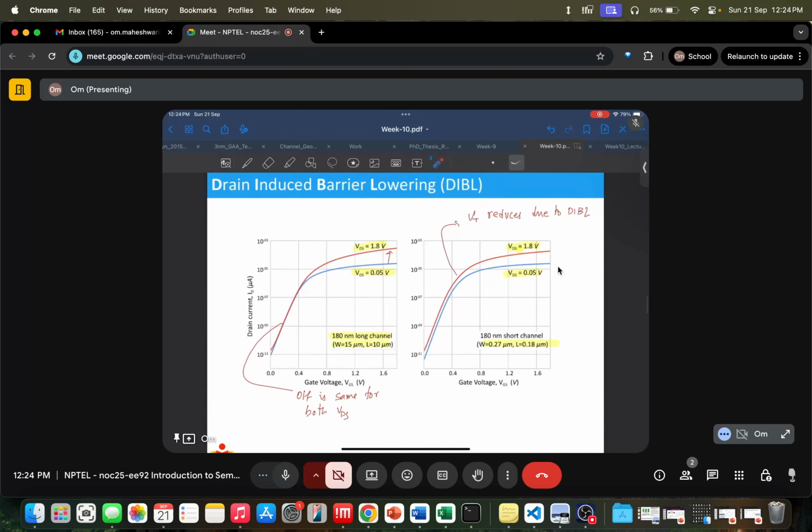Okay, so what is the effect of this drain-induced barrier lowering? In a large channel MOSFET, if you are changing the VDS, you have almost the same current in the subthreshold region. But in the short channel MOSFET, there is this shift, this increase in current, or your off current is actually increasing when you are applying a larger VDS. This is due to drain-induced barrier lowering. There's this almost parallel shift in the threshold voltage, which is not the case in a long channel MOSFET. In a long channel MOSFET, the threshold voltage and off current are unaffected by VDS.